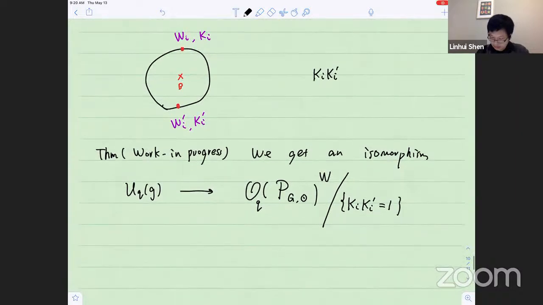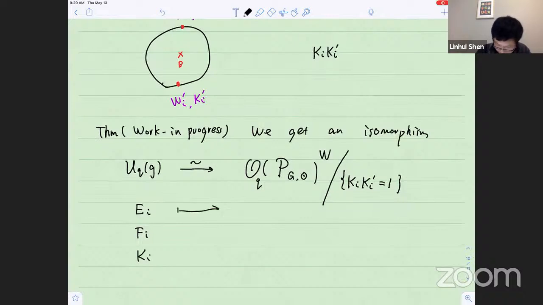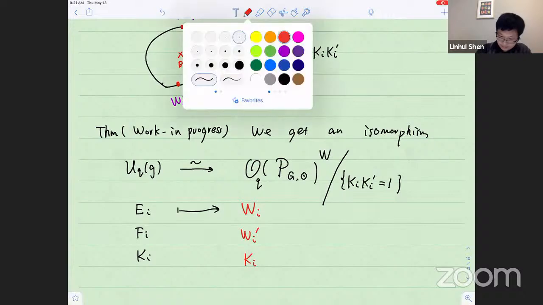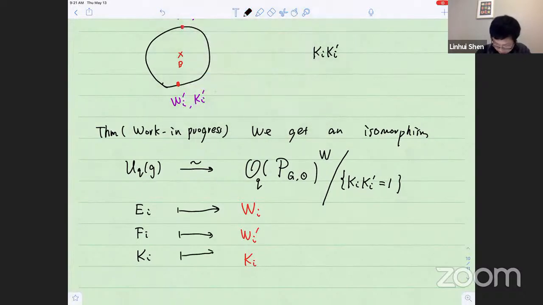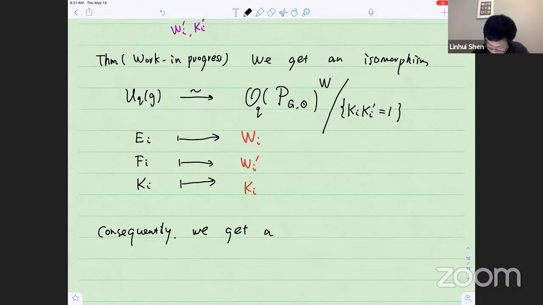Okay, so there is a map from here to this algebra. And this is actually an isomorphism, which takes the generators EI, FI, and KI to WI, WI prime, and KI. Okay, and as a consequence, we get a natural basis, a canonical basis.